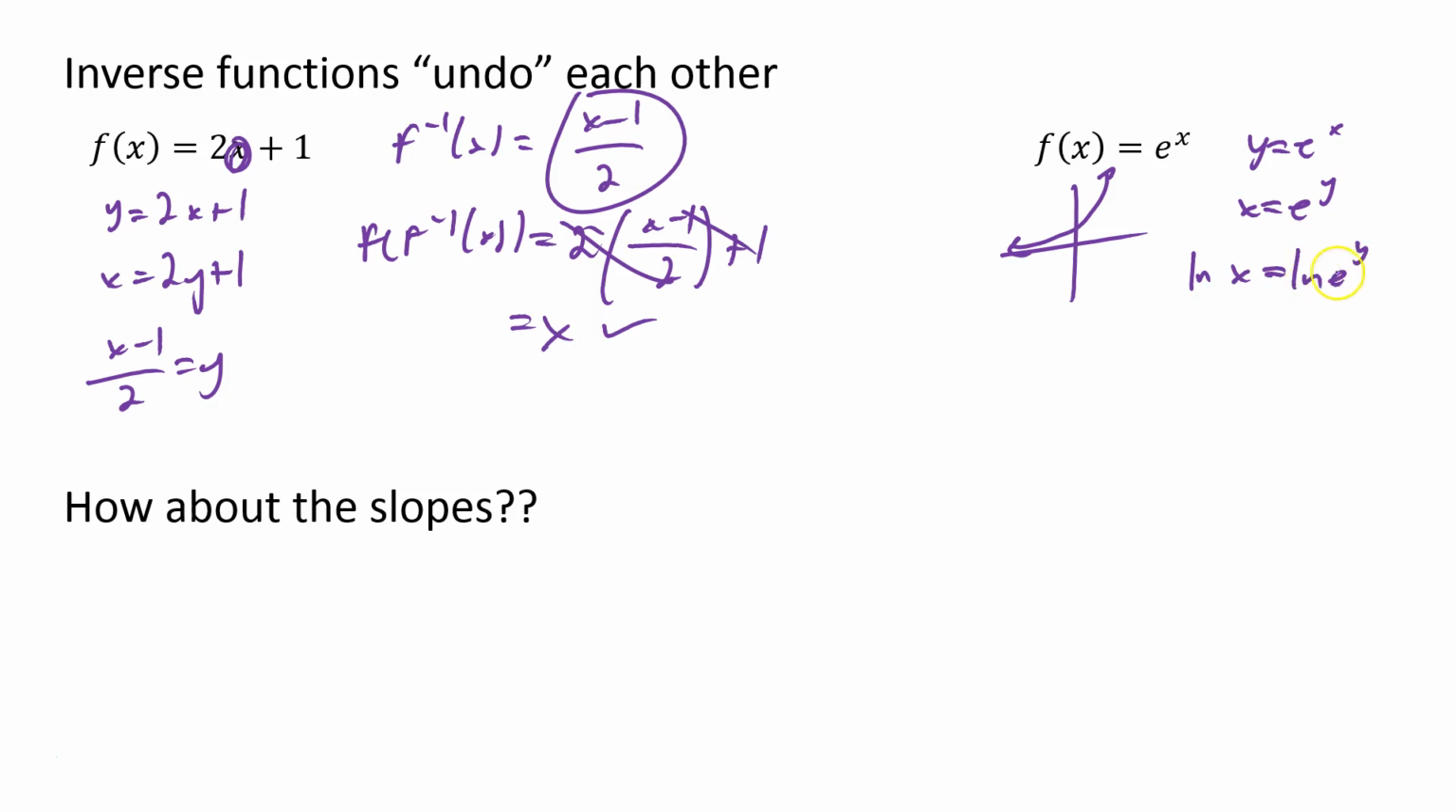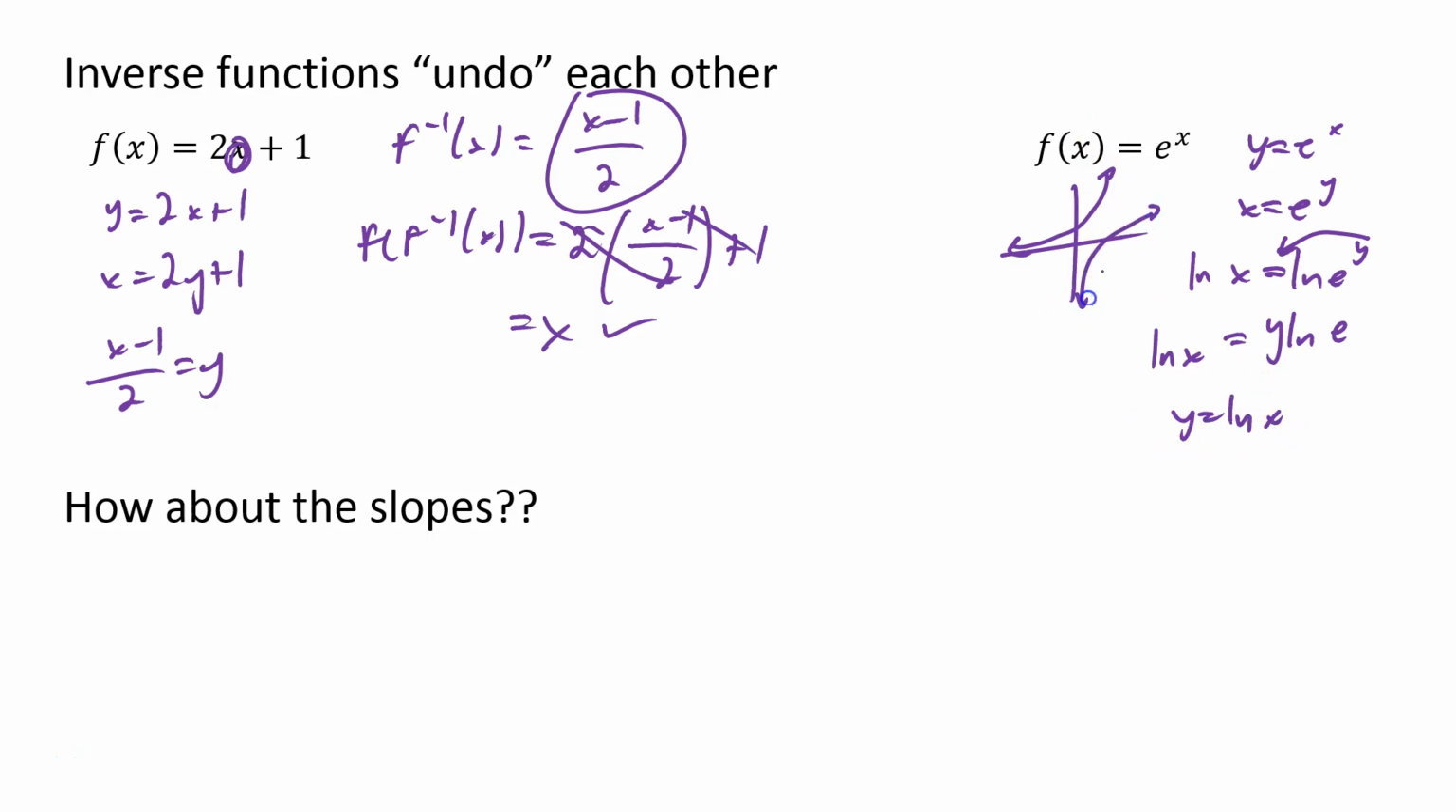So we have natural log of x equals natural log of e to the y. A couple ways you can do this. One is you can just say, well, natural log is asking, what power do I have to take e to, to make e to the y? Well, that answer is y. The other way you can do it is put the y to the front. Remember our log rules: y ln e, and ln e is 1. So either way, we have y equals ln x. So that is our inverse function here.